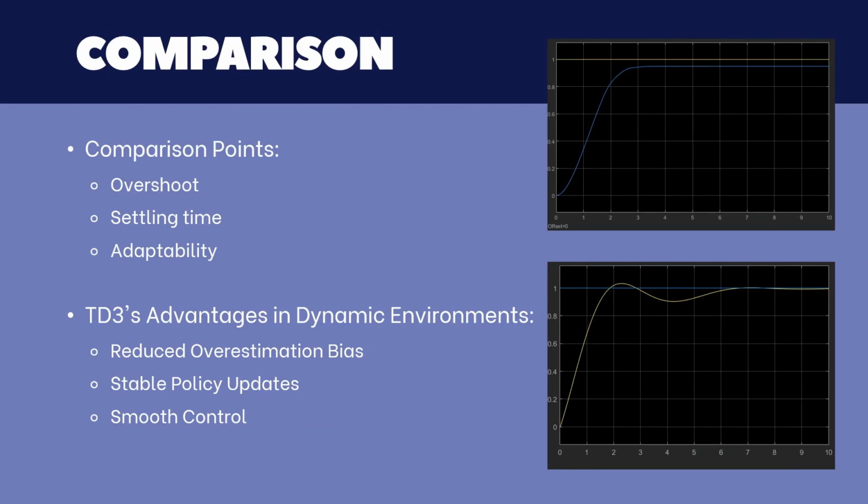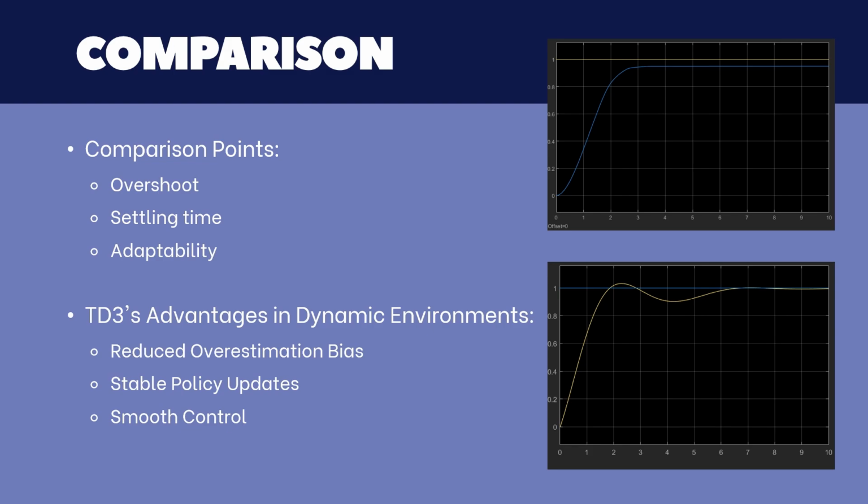Now, let's compare the performance of RL-tuned PID controllers with conventional PID tuning using our experimental observations. Here are the key comparison points. First is overshoot. RL-tuned controllers demonstrate significantly less overshoot compared to conventional PID methods. Second is settling time. The RL-tuned controllers achieve faster settling times, helping the system stabilize much quicker. And third one is adaptability. RL-tuned controllers adapt dynamically to changing system conditions, something conventional tuning struggles with.